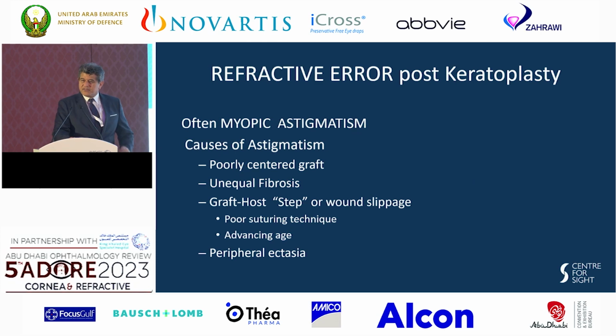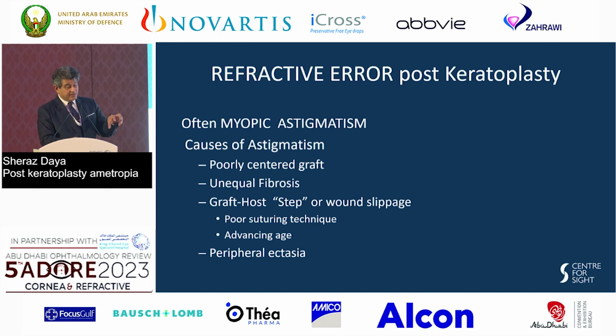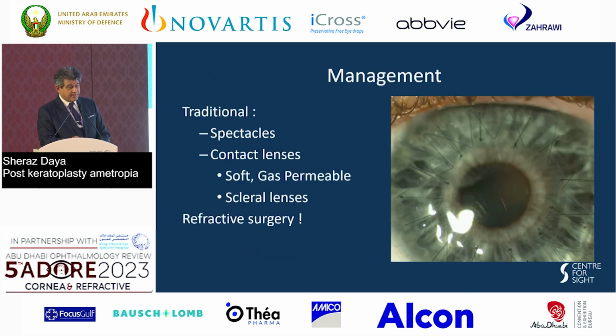Well, the majority of cases after a graft, certainly a penetrating graft, you'll find patients have myopic astigmatism. They seem to get myopic as the graft heals and the cornea steepens up. Now, the biggest issue is astigmatism, and this can be from a variety of things that occur at the time of the operation or afterwards. A poorly centered graft, unequal fibrosis, a step from a poorly sutured wound. So suturing is very, very important. And also peripheral ectasia, which I showed you earlier on today.